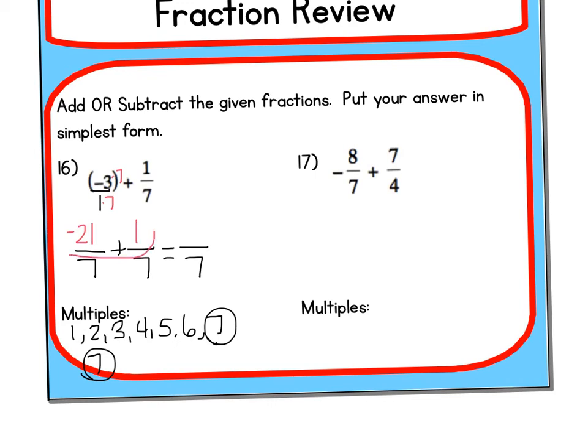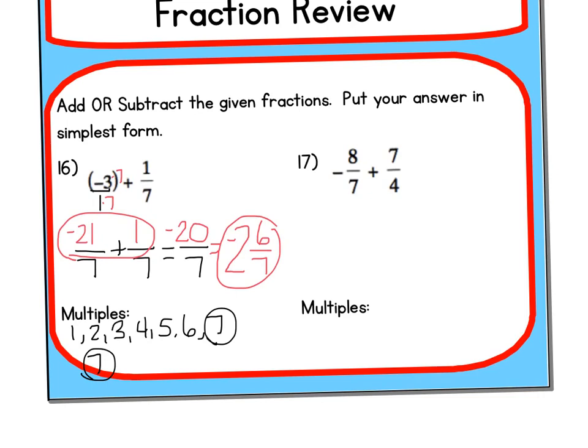So we're dealing with negative 21 plus 1. So we've got to subtract them because they're different signs, which gives me 20. And there are more negatives than positives. We get negative 20 over 7, which means it goes in 2 times. That takes us to 14, with 6 leftovers. Leave our denominator the same, and our answer is negative.